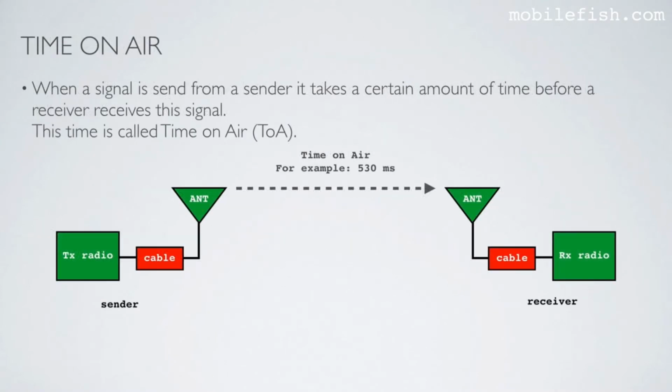When a signal is sent from a sender, it takes a certain amount of time before a receiver receives this signal. This time is called time on air. Here is the sender and here is the receiver. Here is the sender with a transmission radio and here's the antenna. And here's the receiver with the receiver radio with an antenna. In this example, it takes 530 milliseconds to travel from this antenna to this antenna. So the 530 milliseconds is the time on air.